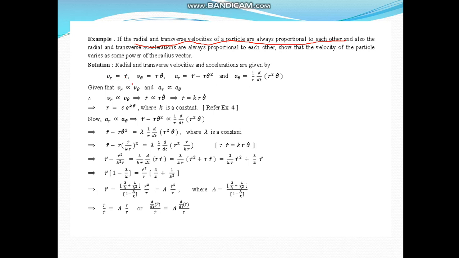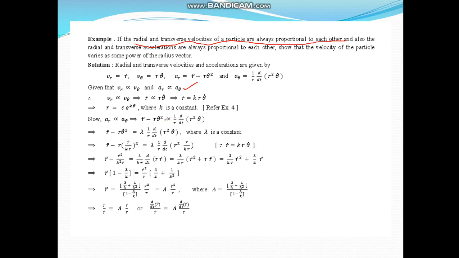So here it is radial velocity, transverse velocity, radial acceleration and transverse acceleration, and we have been given these two results. So radial velocity is proportional to transverse velocity, so r dot is proportional to r theta dot, so r dot will be some constant into r theta dot. So here we'll get, according to the last problem, r will be equal to c e to power k theta, where k is a constant. And also we have been given radial acceleration proportional to transverse acceleration.